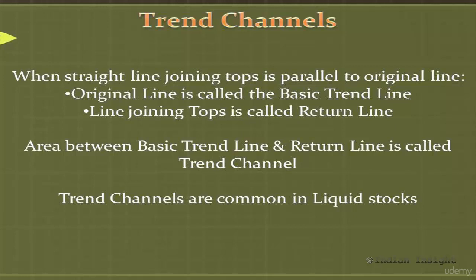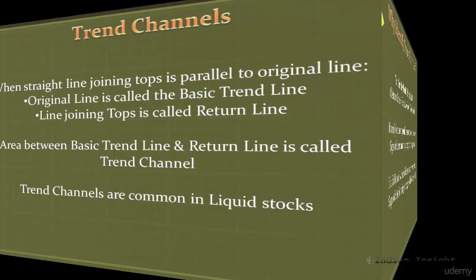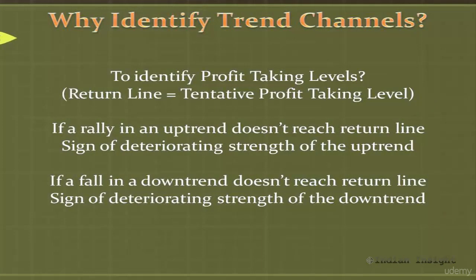Trend channels are commonly found in actively traded liquid stocks. They don't appear very often in less liquid stocks because these stocks often do not get a lot of attention from investors. Now you may naturally ask, what is the value of identifying a trend channel? As a beginner, you might think trend channels are a good way to identify a profit-taking level. You may look at the return line and think that it may be a good area to book your profits.